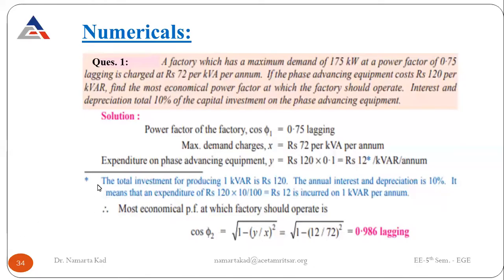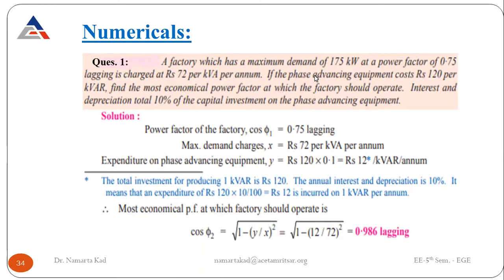So now let's start with the numerical portion related to the power factor improvement topic, and let's have the first question. A factory which has a maximum demand of 175 kilowatt at a power factor of 0.75 lagging is charged at a rate of ₹72 per kVA per annum. That means on a yearly basis.